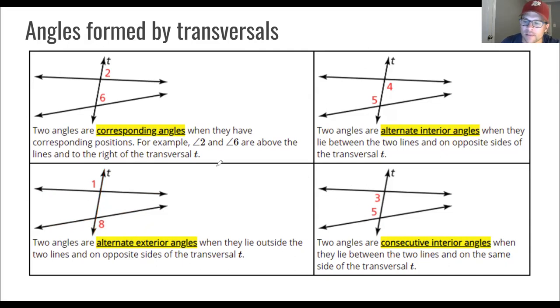Last one we're going to go through is consecutive interior angles. Consecutive just means back to back. So for this example, they are on the same side of the transversal. Interior, we're looking at things that are on the inside of those lines. And then anything that is next to each other in the example. So 3 and 5 are on the same side of the transversal. Your other option would be those 2 right there, consecutive interior angles.